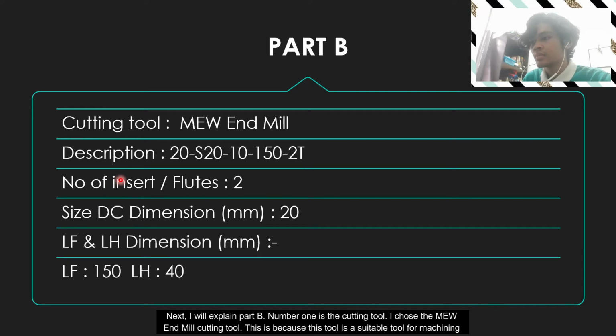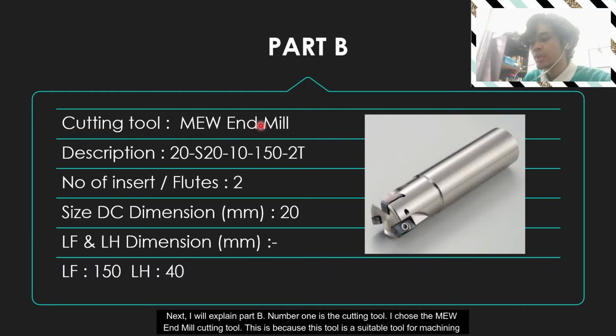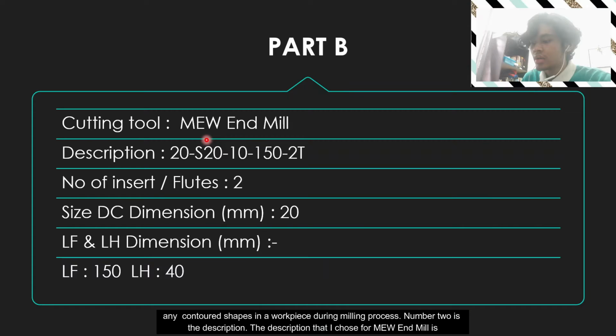Next, I will explain part B. Number 1 is cutting tool. I choose the end mill cutting tool. This is because this tool is a suitable tool for machining any contour shapes in the workpiece during milling process. Number 2 is the description. The description that I choose for the end mill is 20, 10, 150 2T.